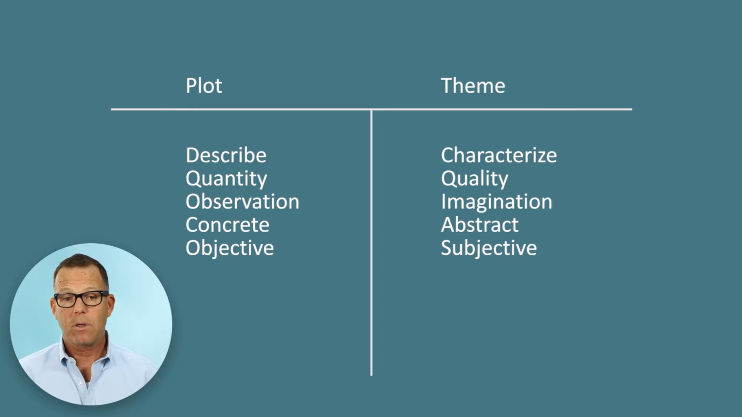Okay, you know where we're going here. Let's jump back into our T-graph and look at what we have. At the bottom under the plot column, we have the word objective. Objective has to do with concrete ideas that are observable, quantifiable, and that we use that are elements of description. Jump over to the theme side. Subjective ideas deal with the abstract imagination where we're qualifying and characterizing. Okay? Now the game also talks about the next word, which is the word finite.